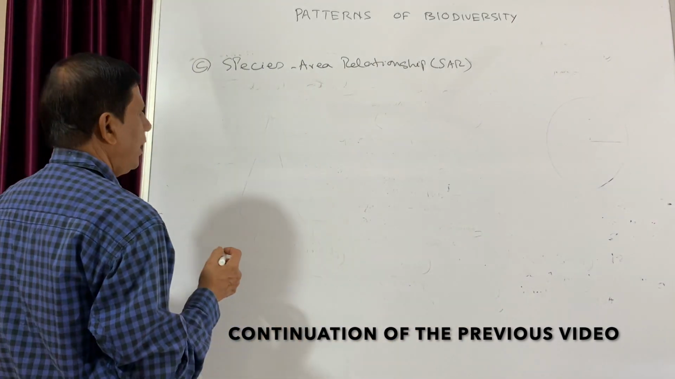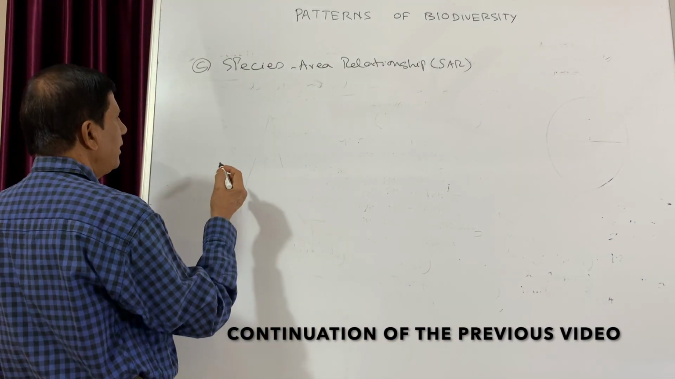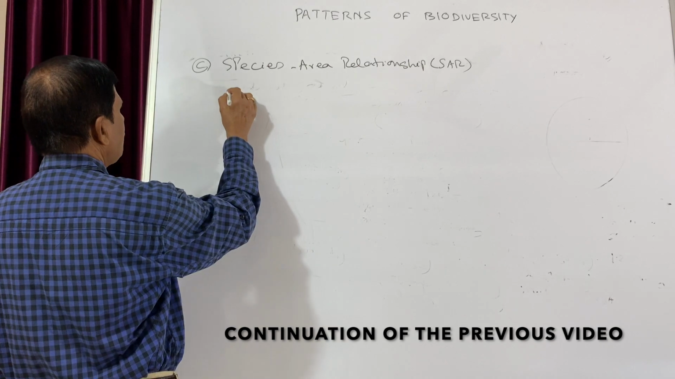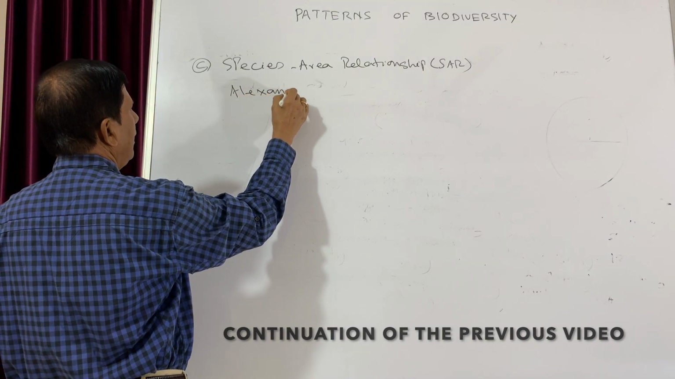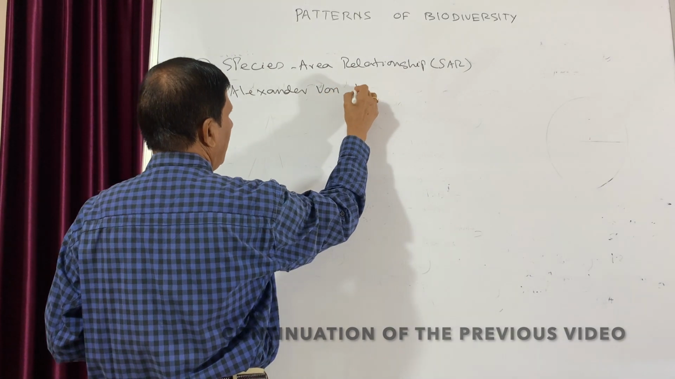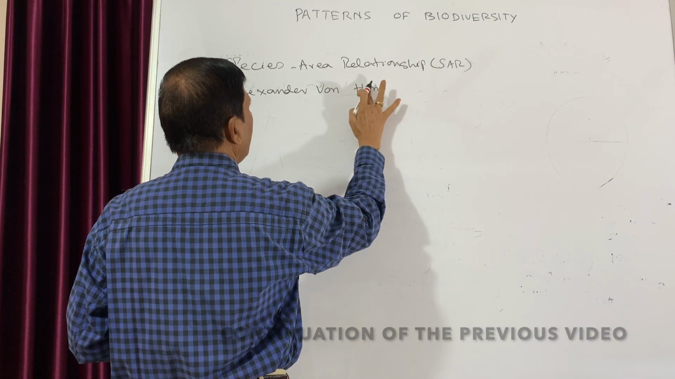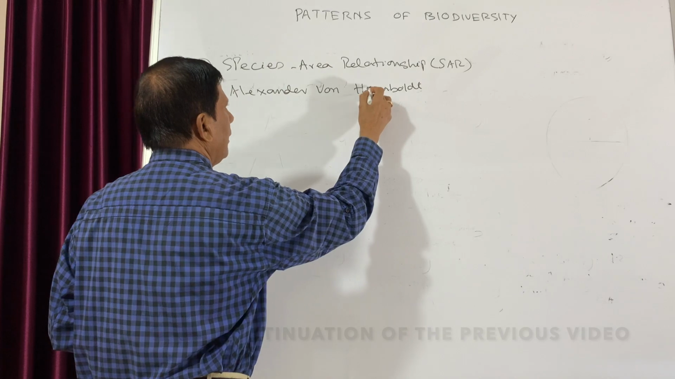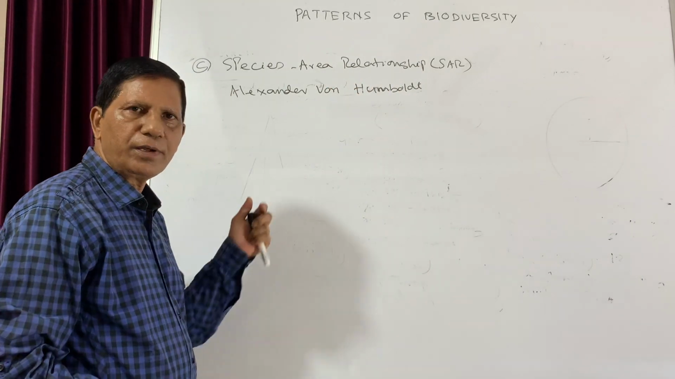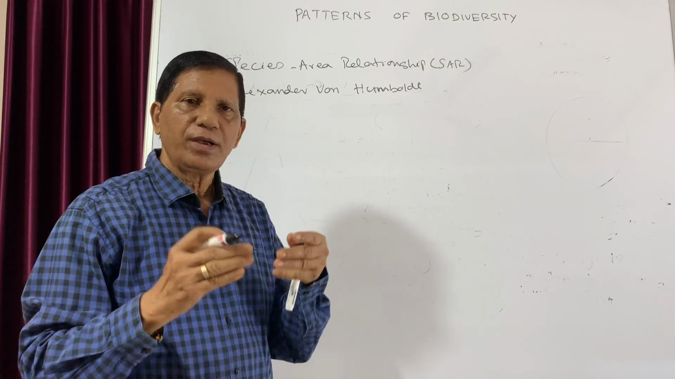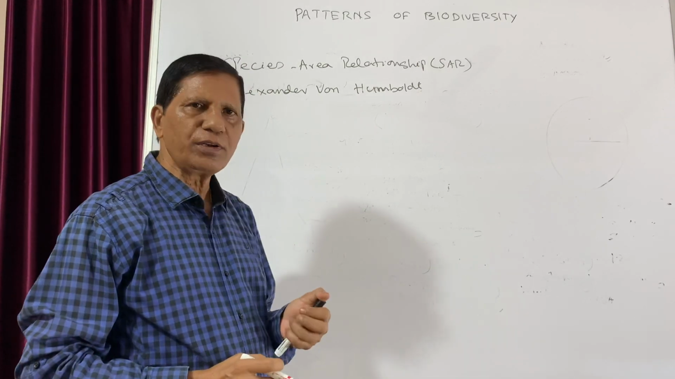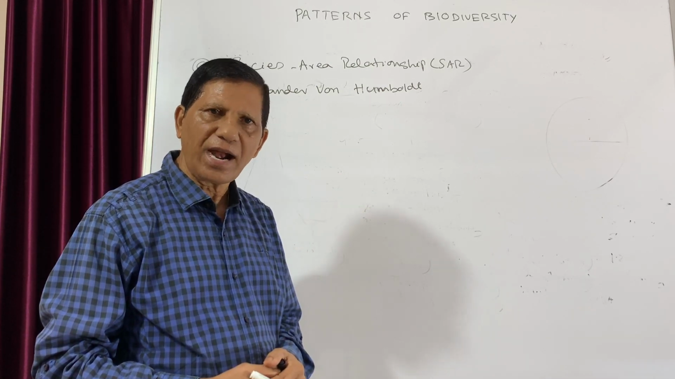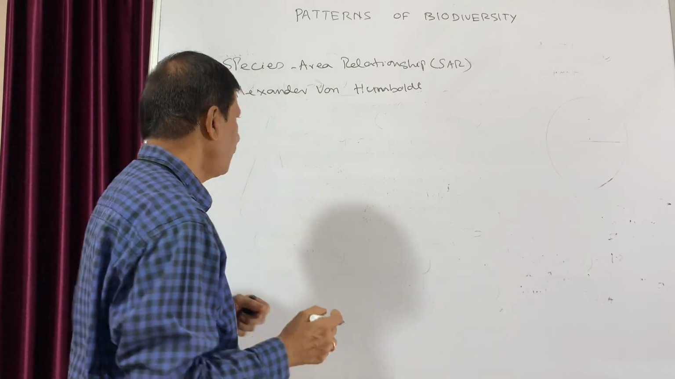Now there is one scientist from Germany, a German naturalist as well as geographer, known as Alexander von Humboldt. Humboldt, one German naturalist and geographer. Now he explored the forests of South America, and he came to the conclusion that, what is the conclusion?